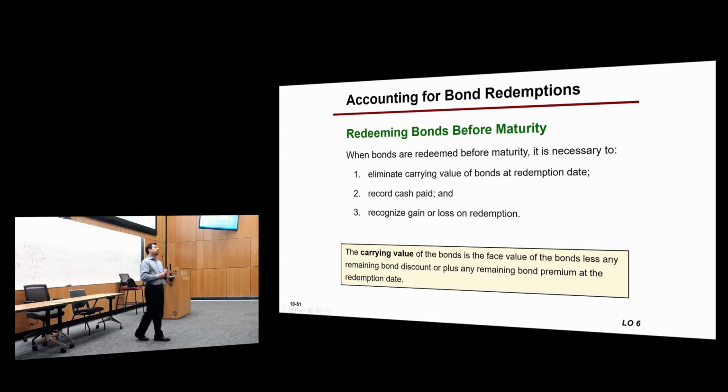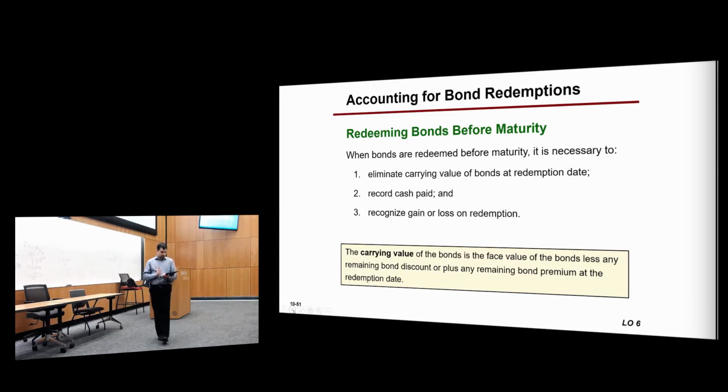Now in certain cases, you remember we said there are callable bonds. This is when the company wants to decrease their debts. If they have enough cash, they might redeem the bonds before they reach maturity date. So instead of waiting until maturity, they want to redeem in advance. What do they need to do? First of all, they need to make sure that all interest is paid until that moment.